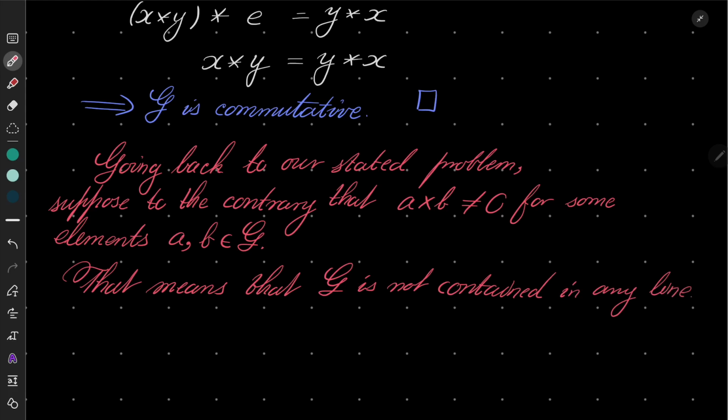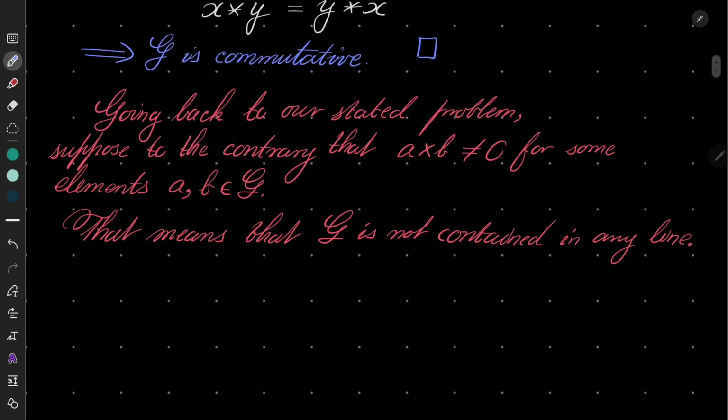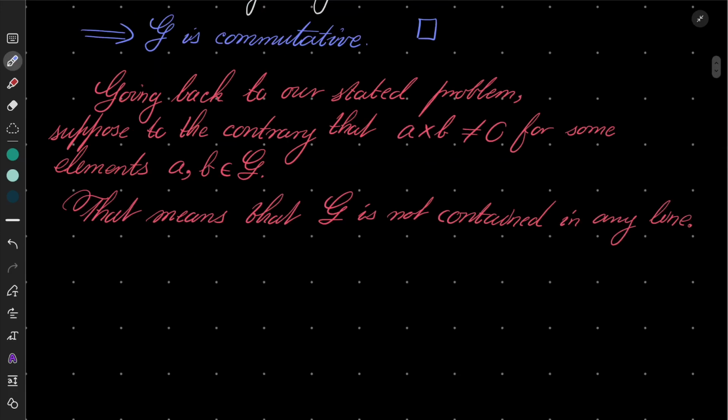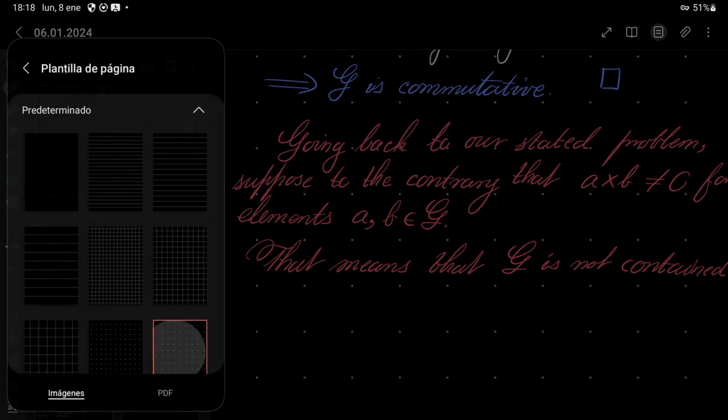Again, why is that? Well, if G were to be contained in some line, then every two vectors would be parallel. And we know that the cross product of every two parallel vectors is 0. And we suppose that it's not 0 for some vectors. Okay. And now I wish to prove my second lemma.